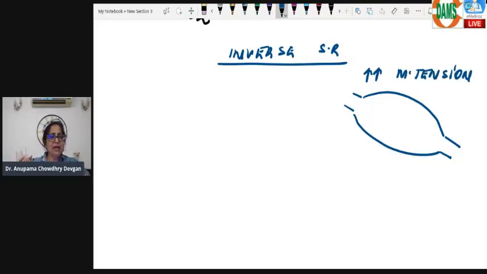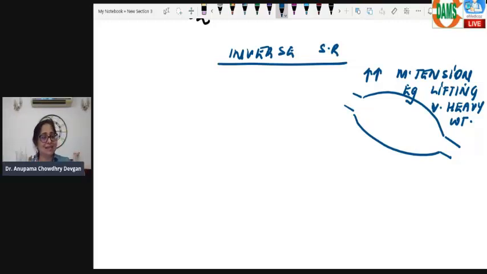and for example, when does the muscle tension increase? For example, while you are lifting a very heavy weight. So many times it happens that you're trying to lift a very heavy suitcase, and instead of being able to lift that weight, the muscle, instead of contracting, relaxes, and that weight falls from your hand. That is known as an inverse stretch reflex.